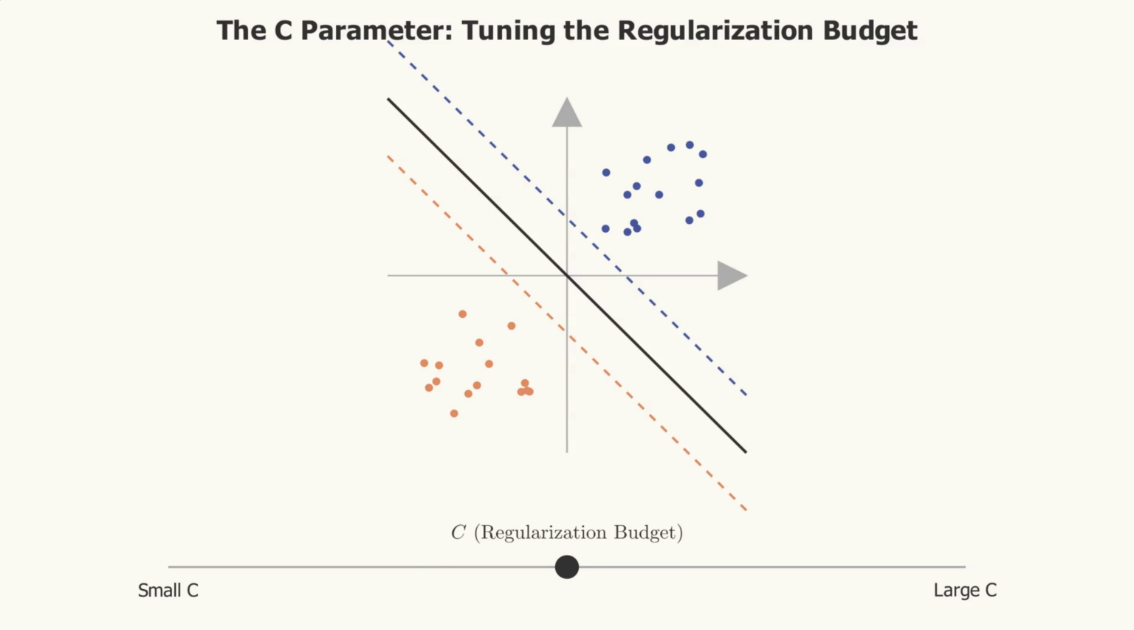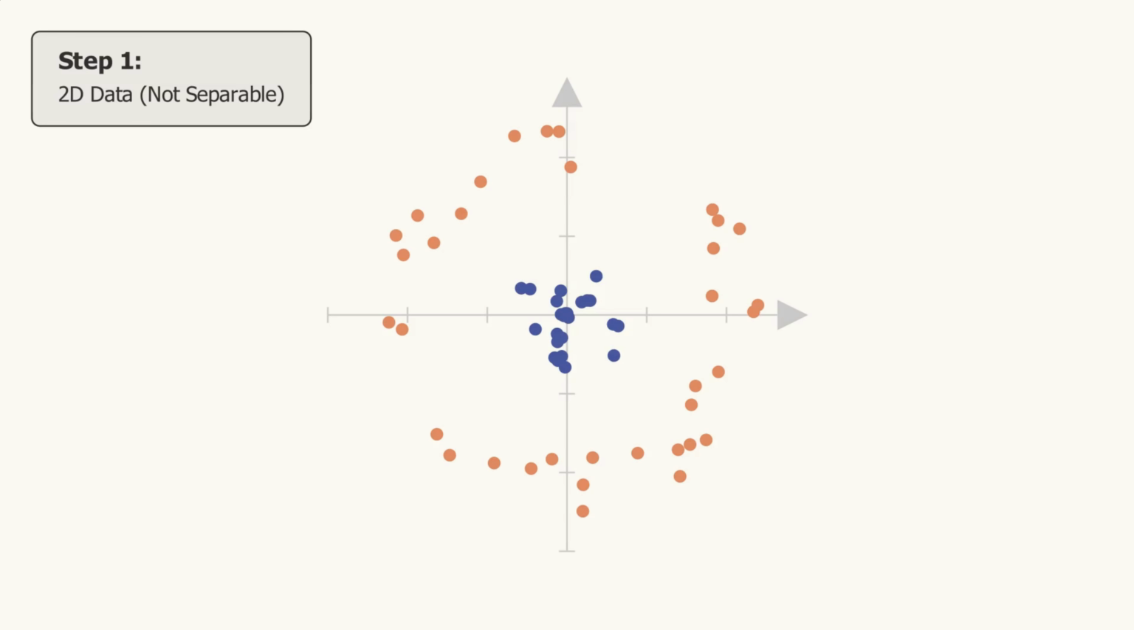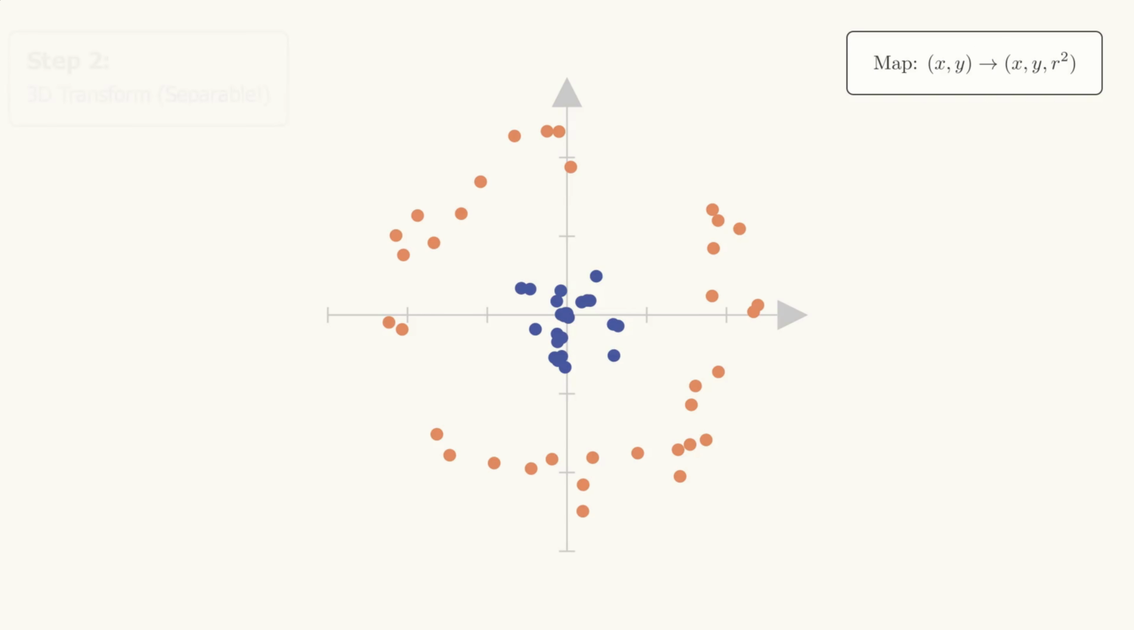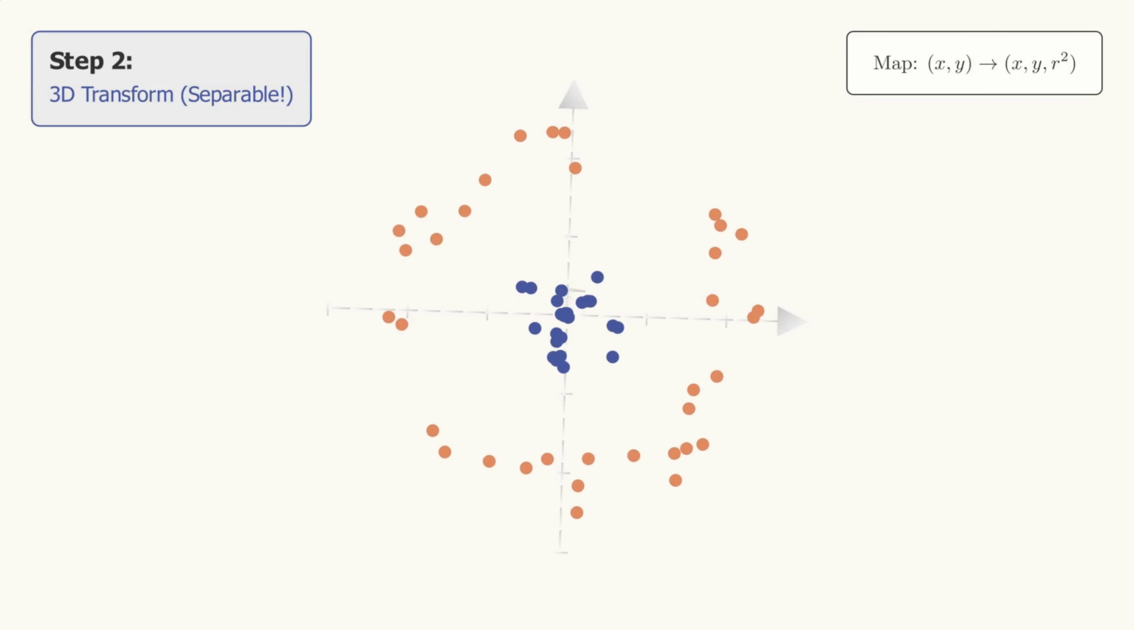Watch the dynamic plot as we adjust our regularization budget. In this two-dimensional view, the blue cluster is completely surrounded by the orange ring. Now look at the result. What was impossible in 2D is now trivial in 3D. We can slide a flat, two-dimensional plane through this space, perfectly slicing between the two groups. The kernel trick allows us to find linear solutions for nonlinear problems by momentarily stepping into a higher dimensional world. This transformation is what makes support vector machines one of the most versatile tools in the machine learning toolbox.